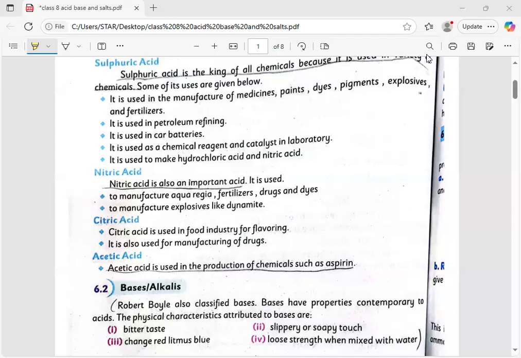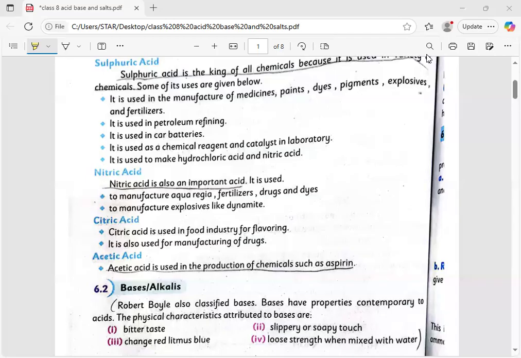Number two, slippery or soapy touch. The bases have a slippery or soapy touch. Therefore, there is a reason that bases are used in the soap making industries. Number three, it changes red litmus to blue, while acids change blue litmus to red. Red color indicates the presence of hydronium ions, and the blue color indicates the presence of hydroxide or hydroxyl ions. As we have already done an activity in the classroom with litmus paper, when litmus paper is dipped in a basic solution, it turns from red to blue. So this is also a characteristic of a basic solution or base.